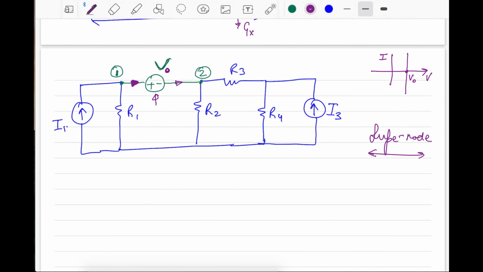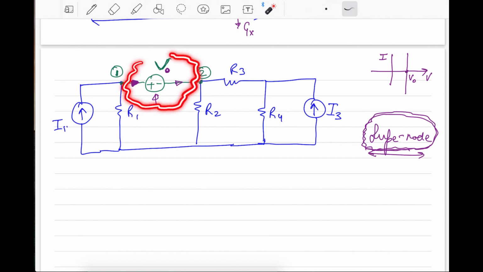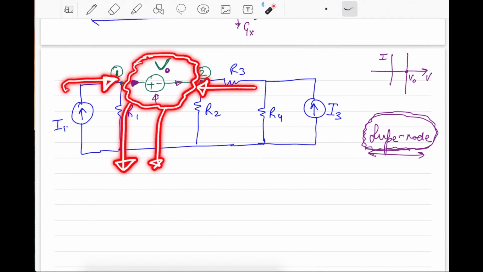So similarly here, this supernode concept is again a fancy term, but what we will do is draw a Gaussian surface here, and then see how many currents are entering this surface and how many currents are leaving this surface. So we will sum up across this cloud, across this Gaussian surface. Okay, so let us do that.